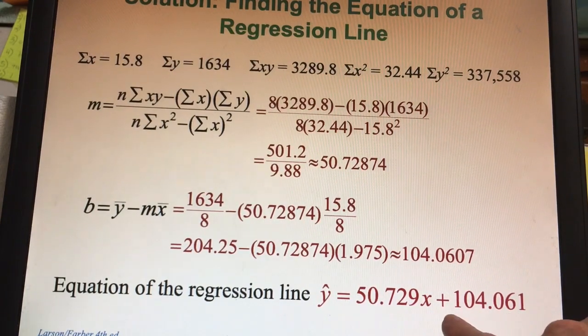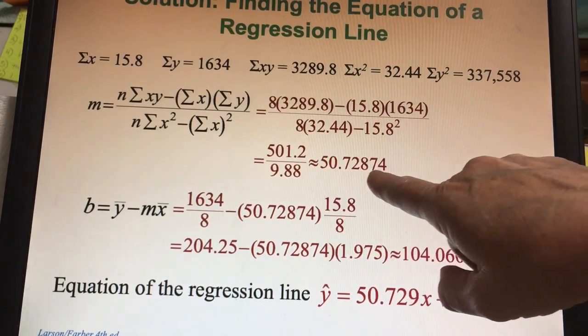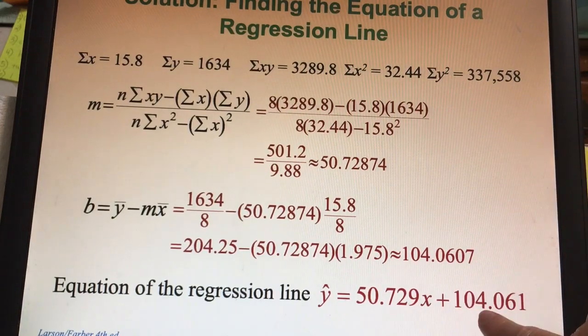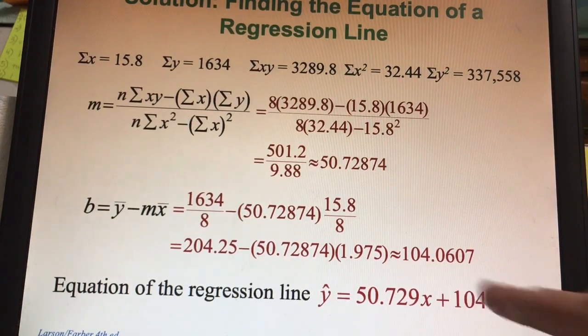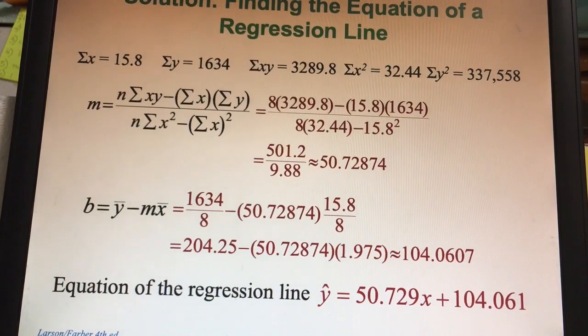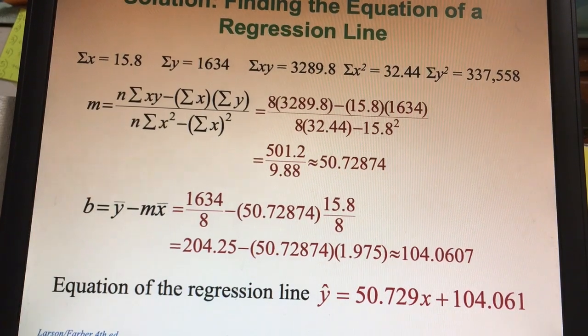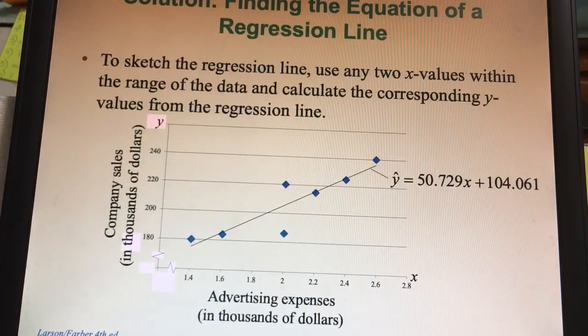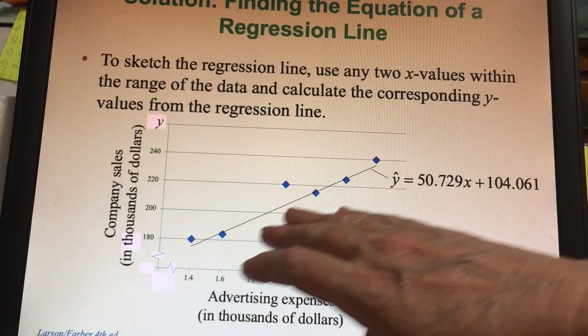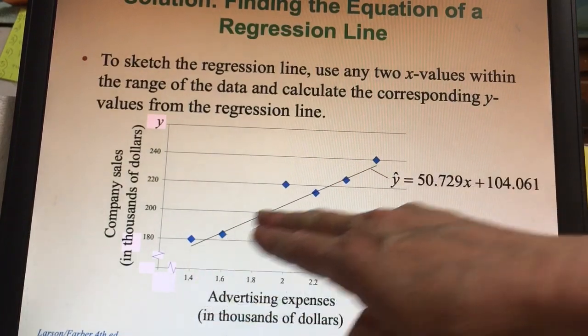Our M wound up being 50.72874, and our B wound up being 104.0607. Of course, that's a lot of math work, so aren't we glad that we can also do it on the calculator? So here is our regression line going through our data points.